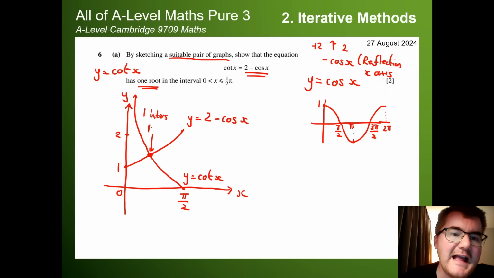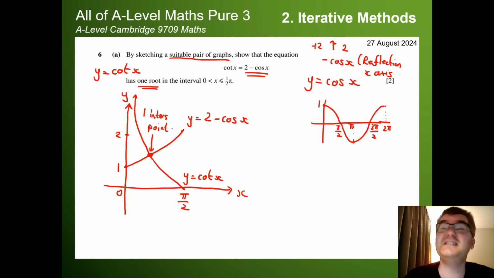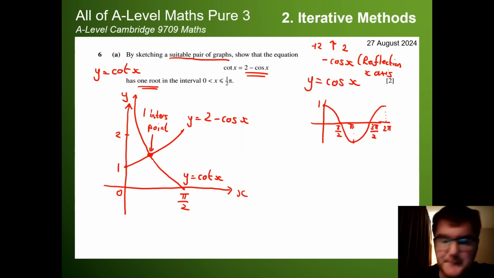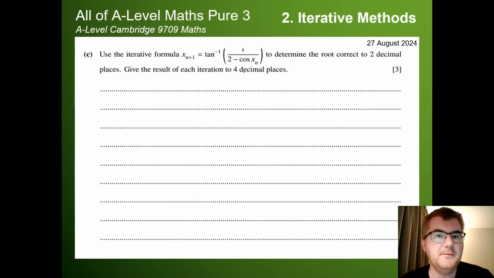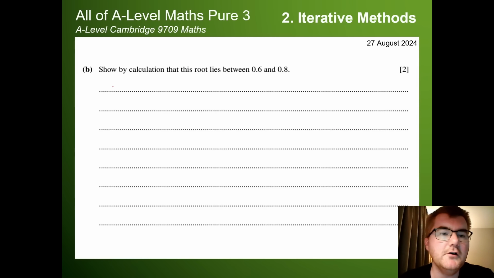It's a 2-mark question, it shouldn't be anything too complicated, but you really do need to know your trig graphs and also these new graphs on Pure 3, which is cosec, sec, and cot. After that, we need to show by calculation that this root lies between 0.6 and 0.8. So if we copy this across, we've got cot x is equal to 2 minus cos of x here.